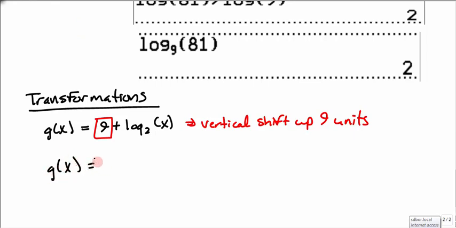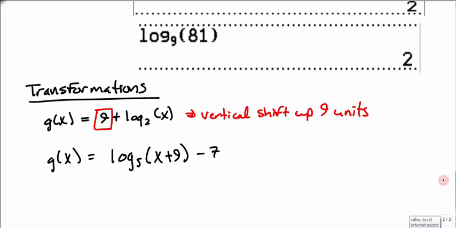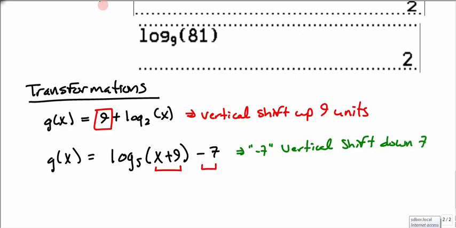You'll also see sometimes when the argument is changed. So here you might have something, let's say like log base 5, and this is where it's important to have the parentheses of x plus 9, because if you don't have parentheses, the only thing that is the argument of my log is what's directly after it. And we'll do a minus 7. So here we have two transformations. We have the x plus 9 and we have the minus 7. Well, first of all, for my negative 7, this would be a vertical shift down 7.